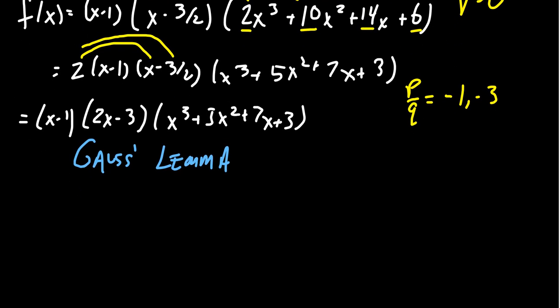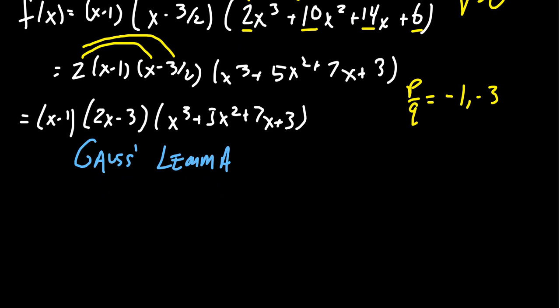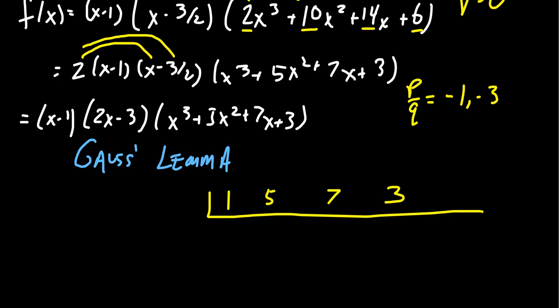So now we want to look for factors of our cubic quotient here. So we want to try either negative 1 or negative 3. Whichever one you prefer, it doesn't matter. It's sort of a coin toss at the moment. So let's just try negative 1. Take your coefficients 1, 5, 7, and 3. Clearly that was way too long of a line. Let's try negative 1 here.